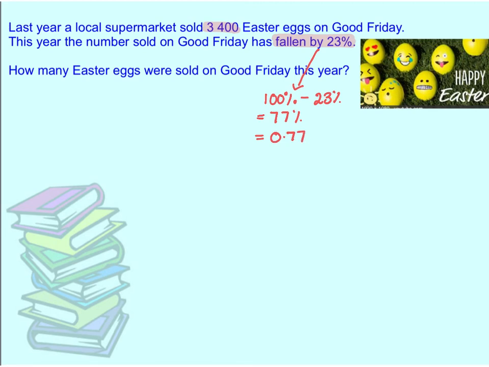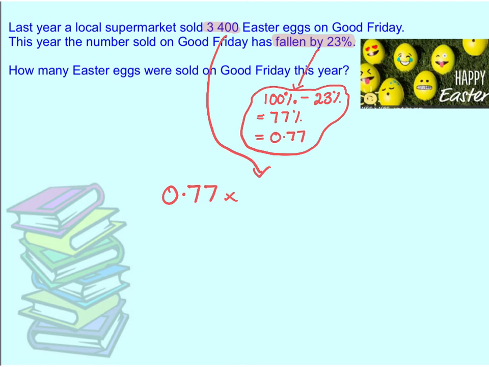Okay, so like I've said before, hopefully over time you'll maybe be able to do that in your head. So use our multiplier and the number of Easter eggs that were sold last year to find out how many we will get this year. 2,618 Easter eggs.